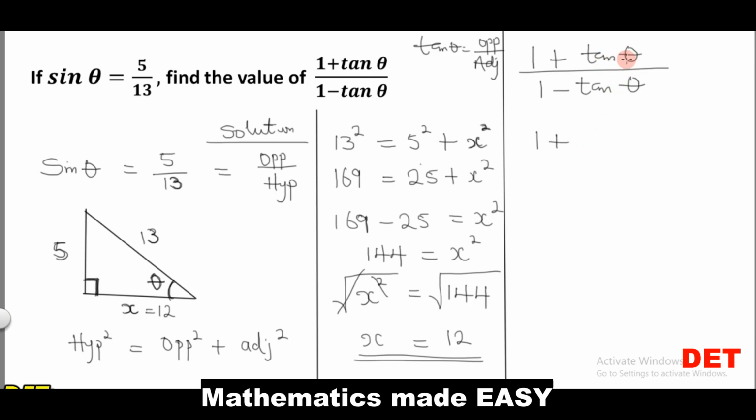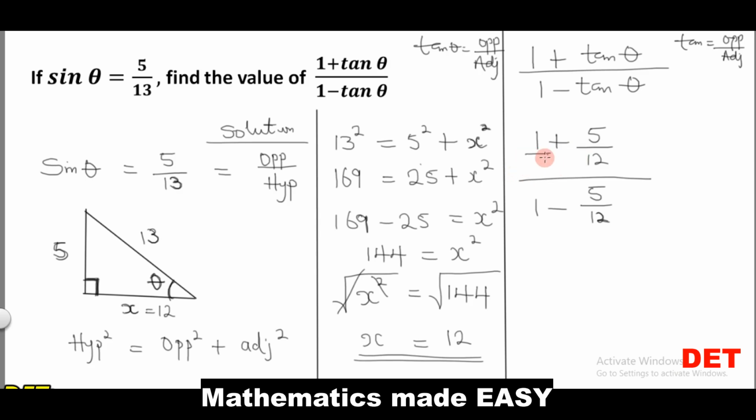Tan theta is equal to opposite over adjacent. Our opposite is 5. So instead of writing tan theta, I'm going to write opposite all over adjacent. Our opposite is 5 over adjacent. Our adjacent is 12, so 12 over 1 minus tan theta. Tan theta in this value is 5/12, which is opposite all over adjacent. So the next thing I will do is to solve this fraction.